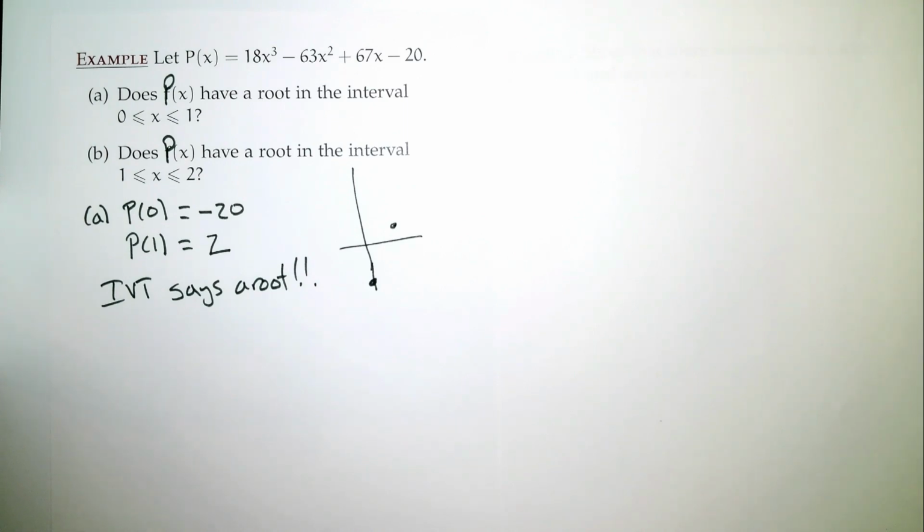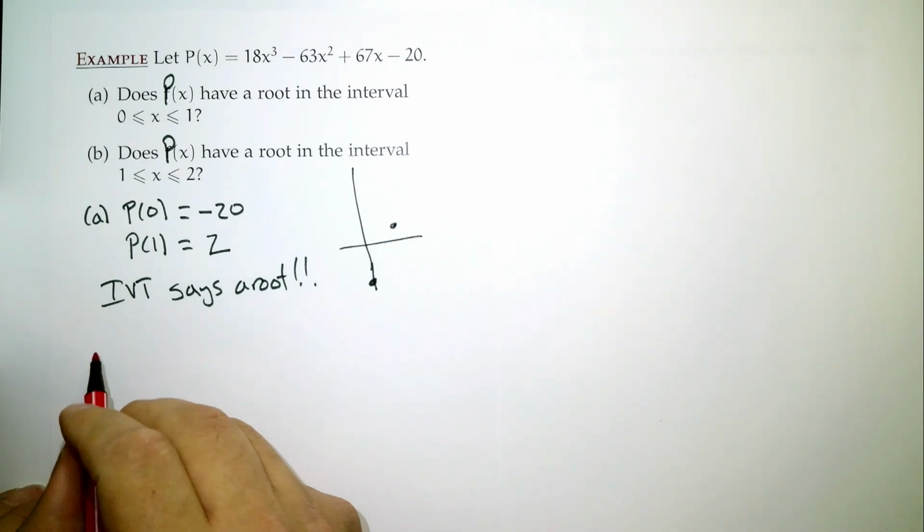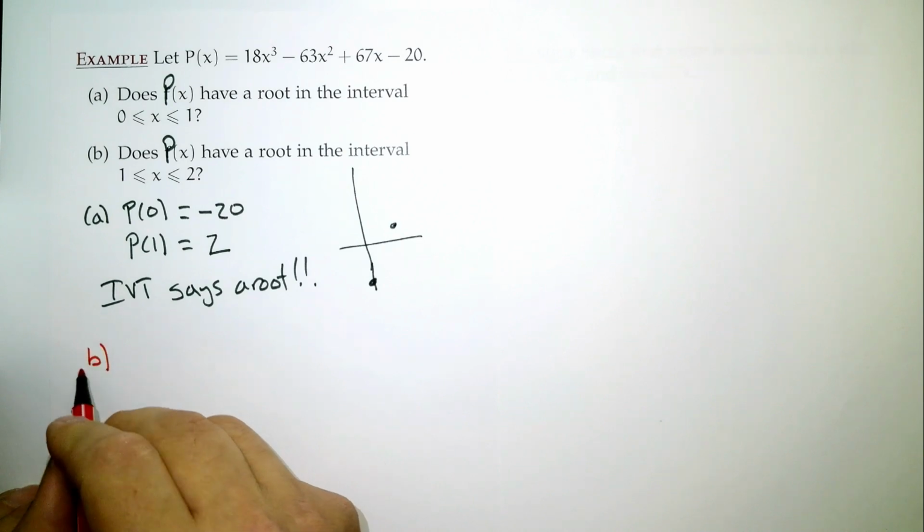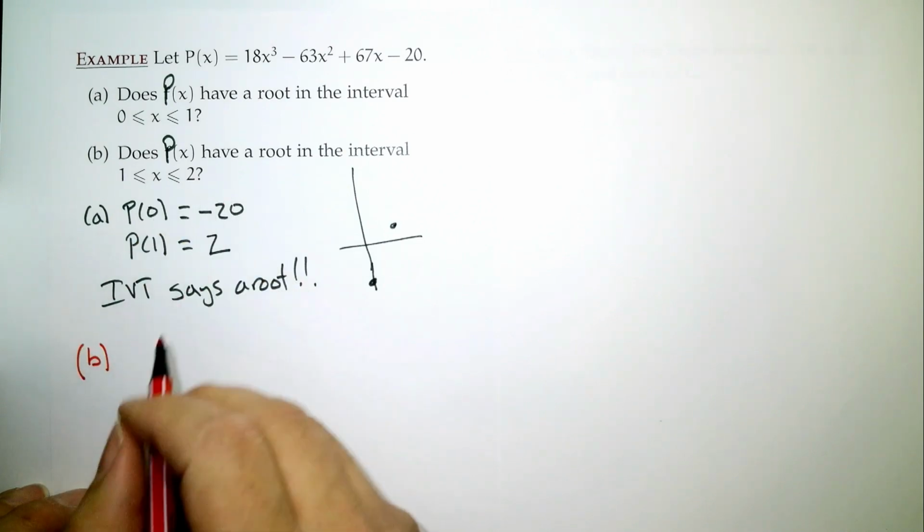Well, actually, we forgot to say something. What else do we have to check before we apply the intermediate value theorem? Is it continuous? Yeah, we didn't check that. Is this function continuous? Yeah, it's a polynomial. Good, okay, but we want to make sure. We want to dot all our i's and cross all our t's. All right, so that's part A. Part B. How about between 1 and 2?